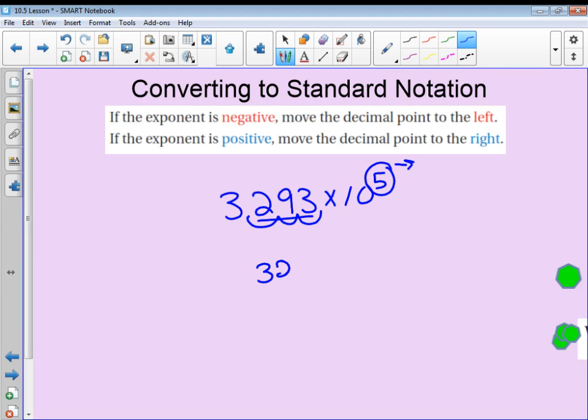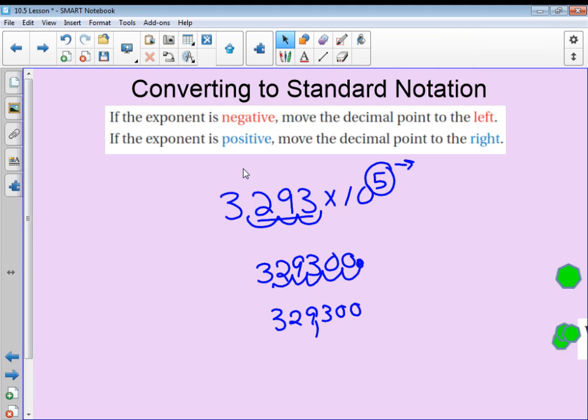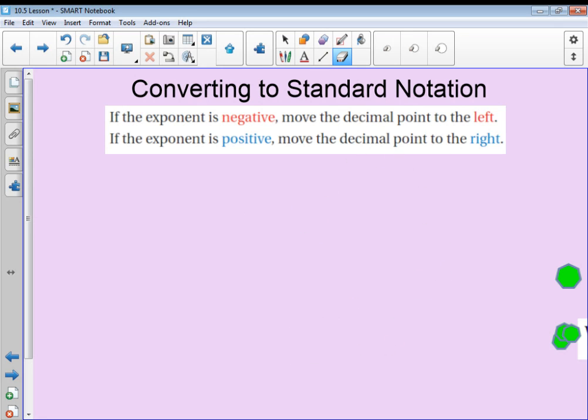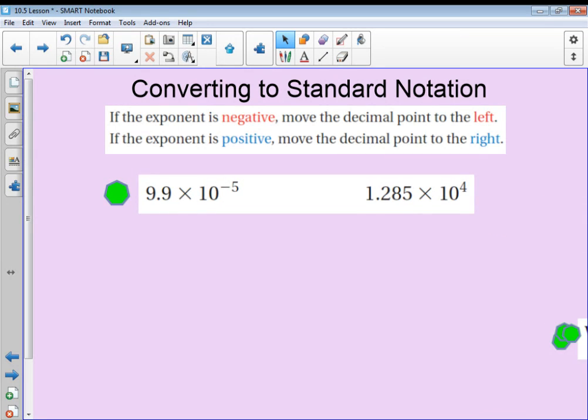So 3, 2, 9, 3, 0, 0. And this is where my decimal was originally, right? 1, 2, 3, 4, 5. It's now sitting back here. So my final answer would be 329,300. Make sure that you understand it is a move of the decimal, not the number of zeros that you put on, because that's a very common mistake. I want you to pause your video, work your way through these two, and then check back in just a minute.